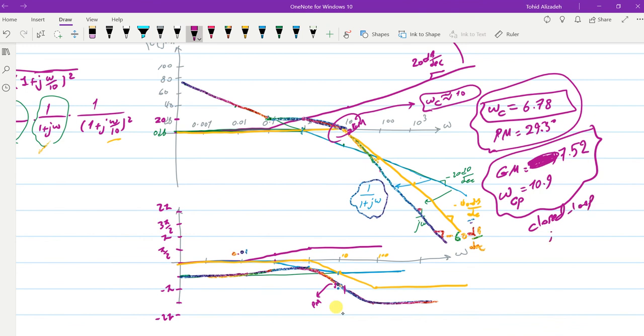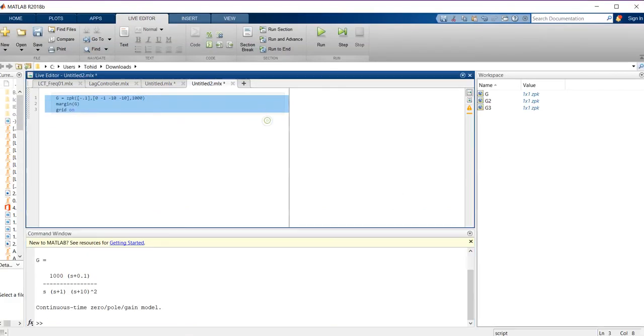Closed loop is stable. Indeed, we can form the closed loop system and draw the step response for it, and we will see that the closed loop system is stable. So T will be equal to feedback of G, and G is equal to our L here. And then we will have figure and step of T.